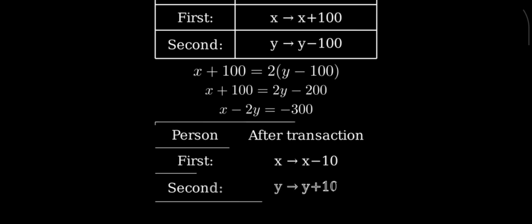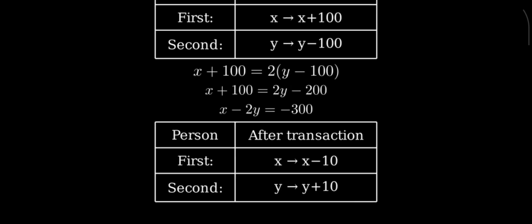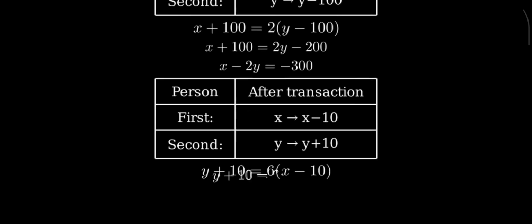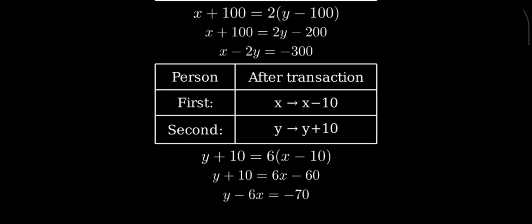Now, let's process the second scenario. If the first person gives 10 to the other, the first gets x minus 10, the second gets y plus 10. Expanding the equation, we get y plus 10 equals 6x minus 60. Bring all terms to one side. y minus 6x equals negative 70.